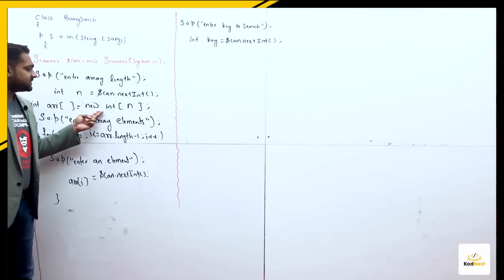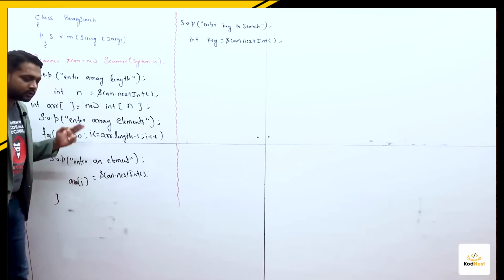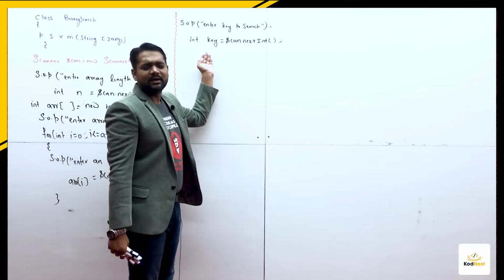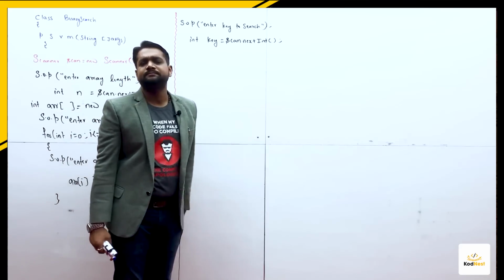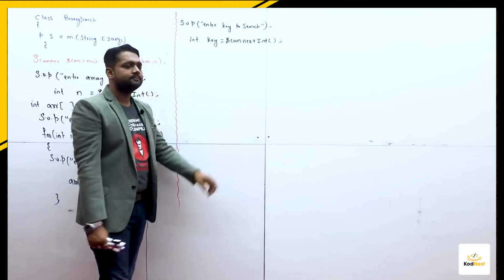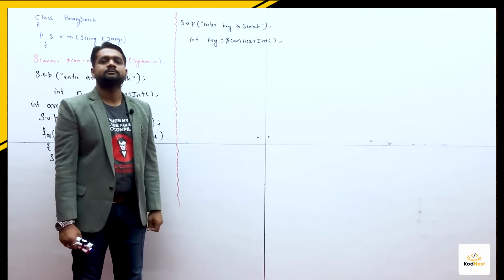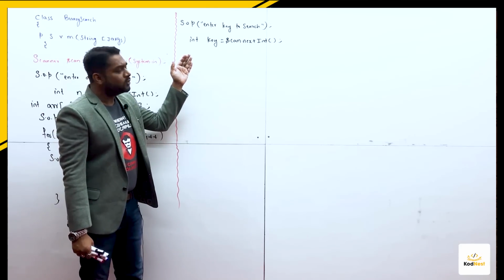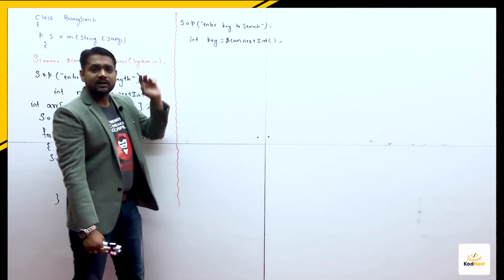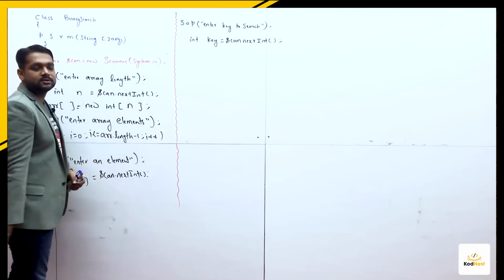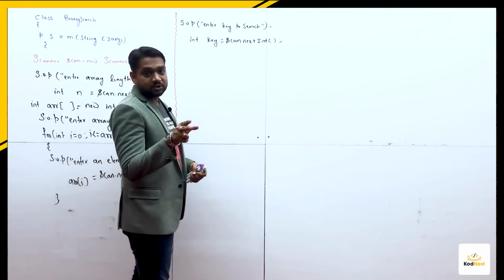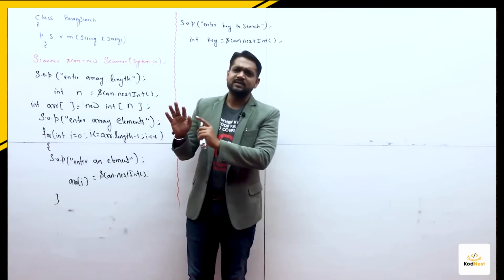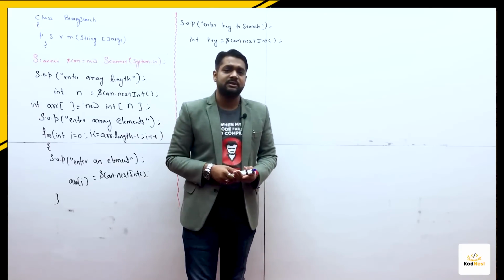Supposing the length is 6, the user has entered 10, 20, 30, 40, 50, 60, and the user has entered one key, probably 30. Now, you have to search whether this key is present in this array or not. In two ways you can search. Either you can go for linear search or you can go for binary search. Linear search is inefficient, so let us go for binary search.